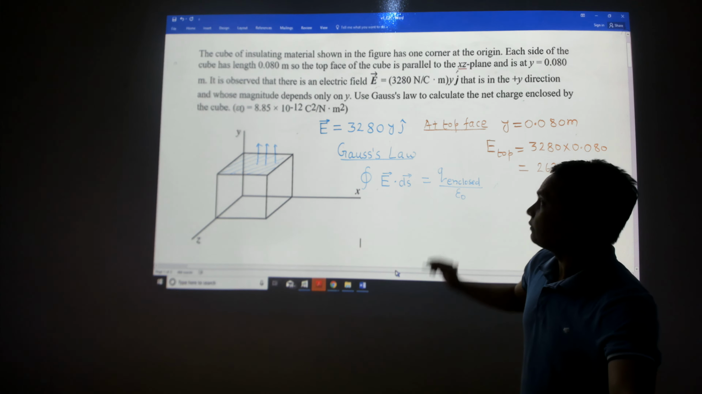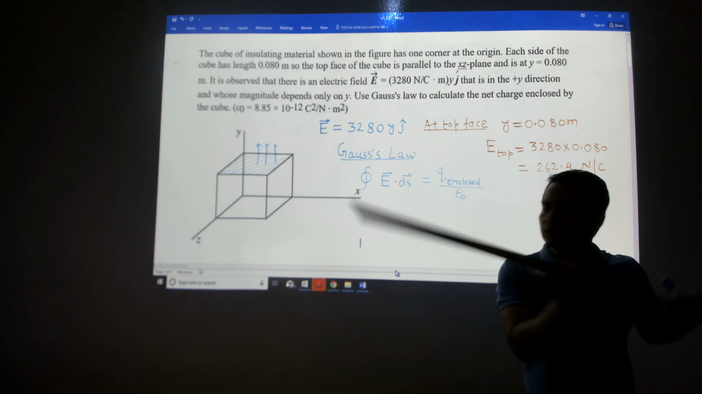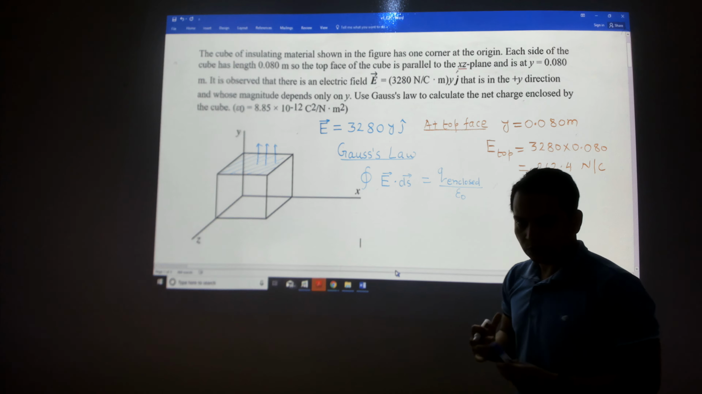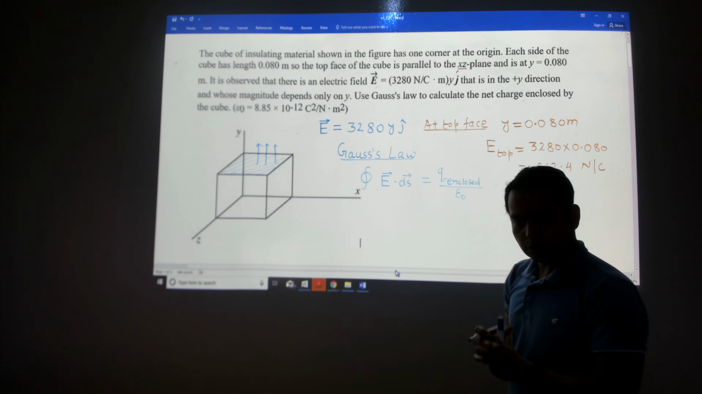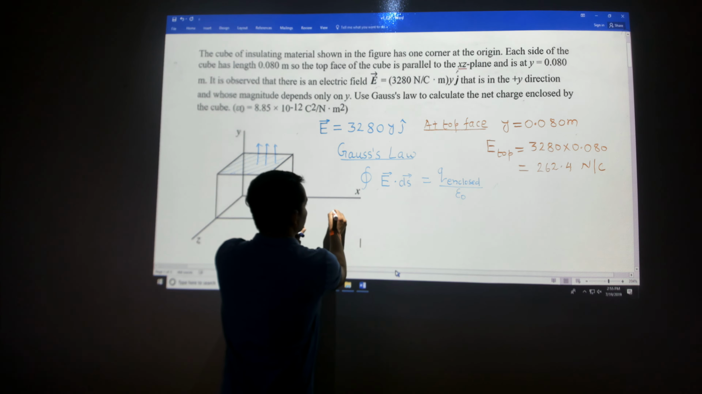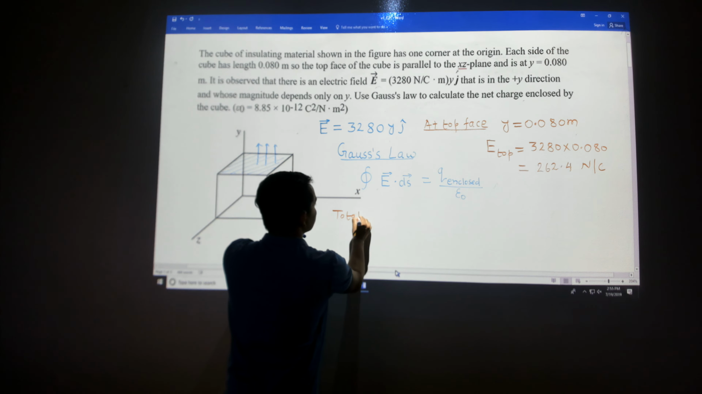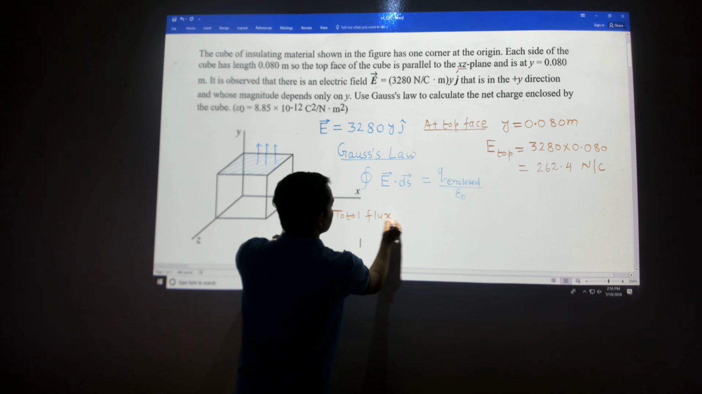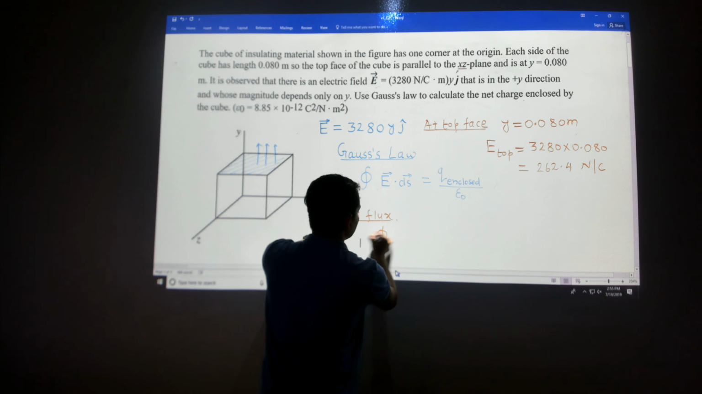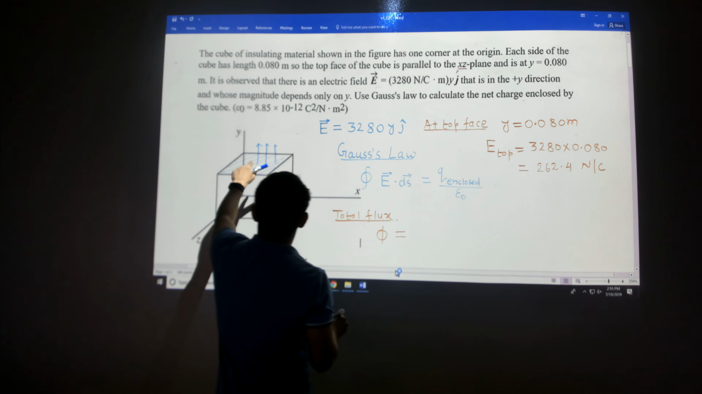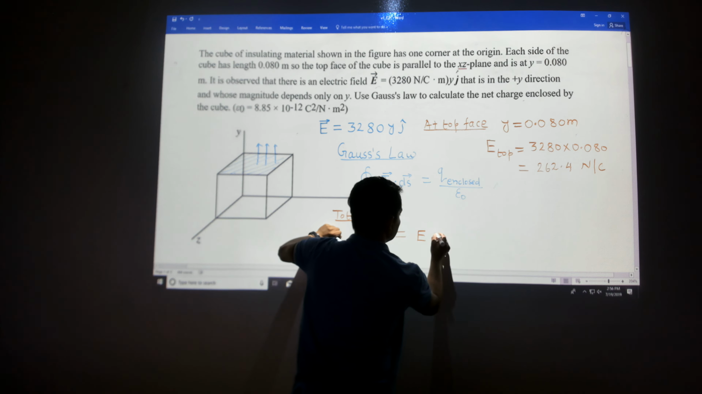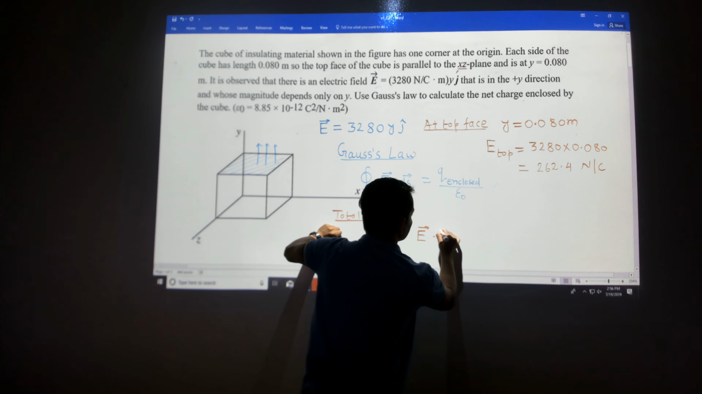This is the electric field value at this top surface here. We now have the electric field value. Now how do we calculate the total flux? The total flux is passing only through this area. We denote the total flux by phi, and it is the electric field at that point times the area, this area.